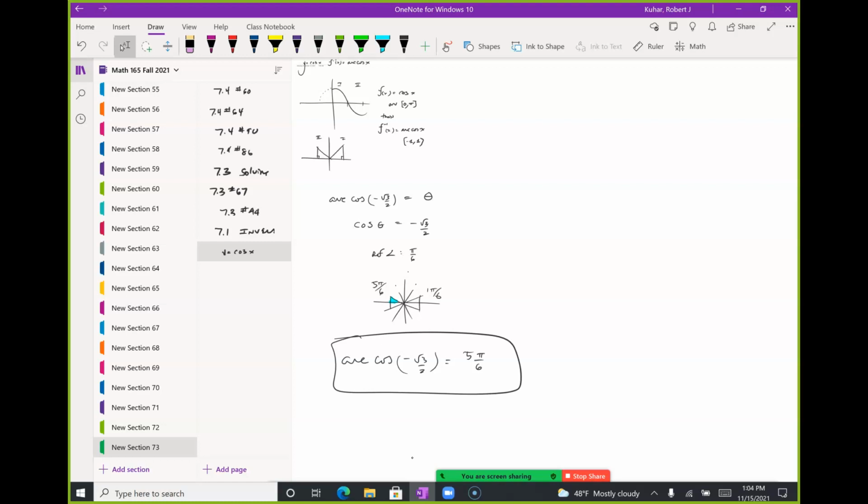How we doing? Nice. We got one more inverse trig to talk about, but it's the same as sine. It's tangent.